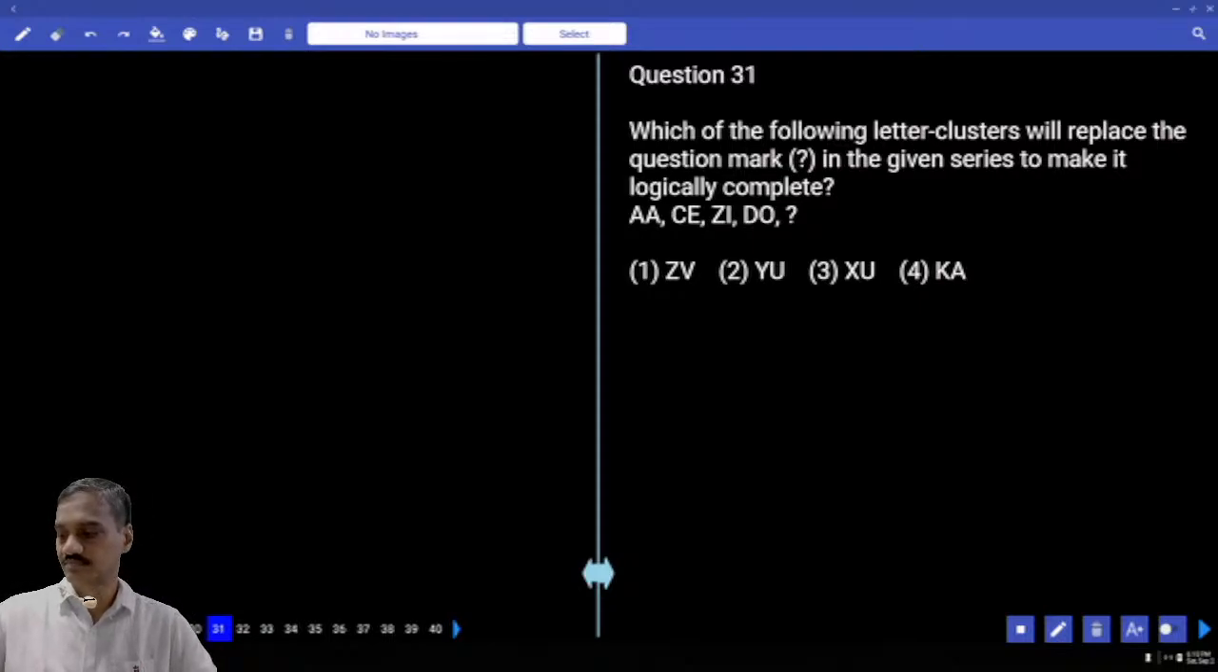Good evening, students. Now, paper number 11. In this one, question number 31 onwards. In this 31, tell me what is your answer here? It is based on letter series.